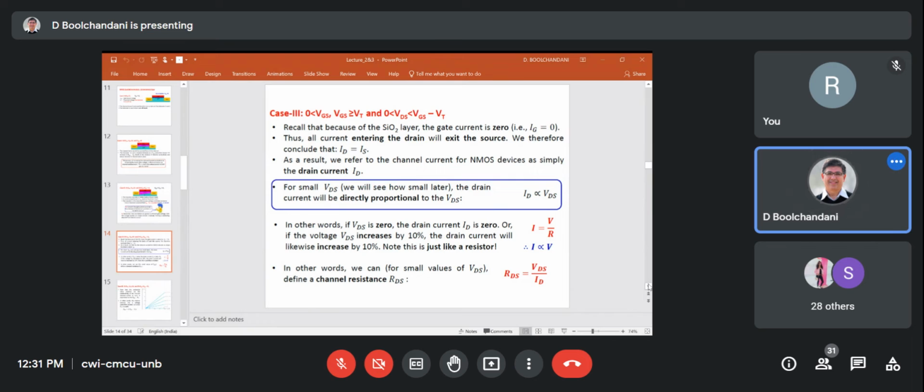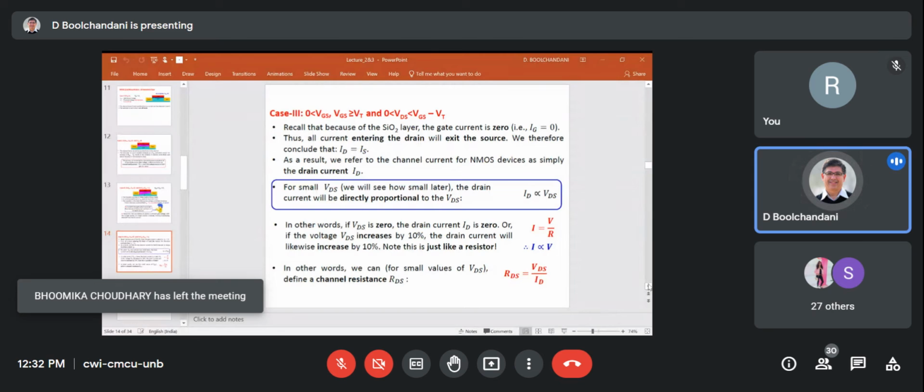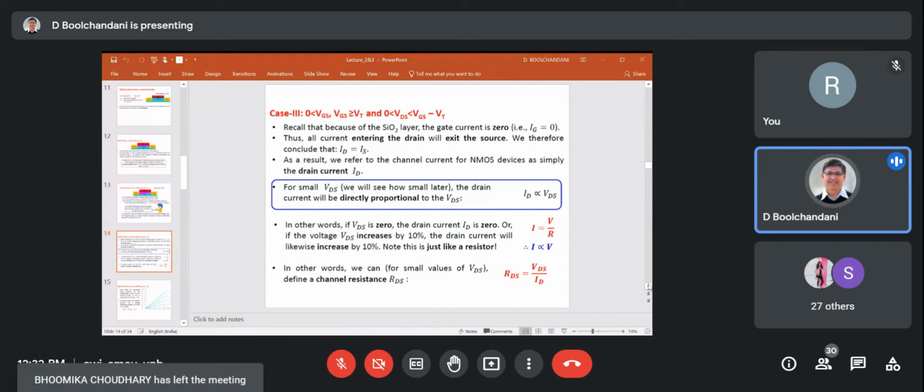For small VDS, the drain current will be directly proportional to VDS. We say that the transistor conducts in the triode region and behaves as a resistance. If VDS is zero, the drain current is zero. If VDS increases by 10%, drain current will likewise increase by 10%. For small values of VDS, the channel resistance is defined as VDS by ID. The only condition here is that the gate to source voltage should be greater than the threshold voltage, and VDS has to be smaller than VGS minus VT.